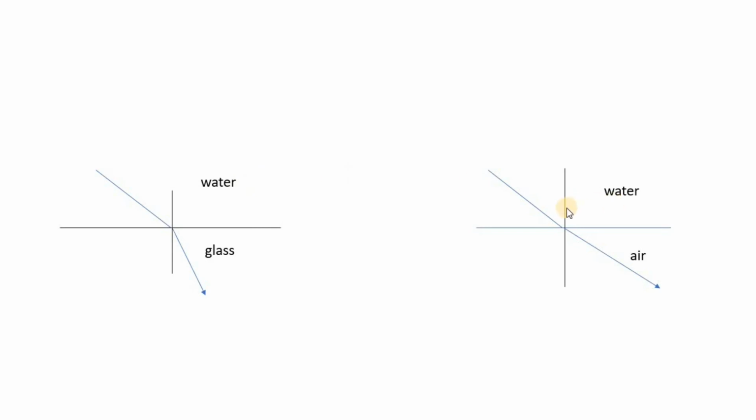Then what happens in the case of water to air? Water is the denser medium compared to air. Here water is the denser medium and air is the rarer medium. When light enters from a denser medium to a rarer medium, the refracted ray deviates away from the normal.